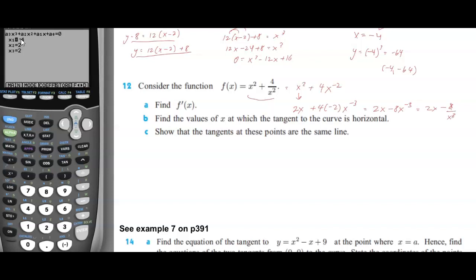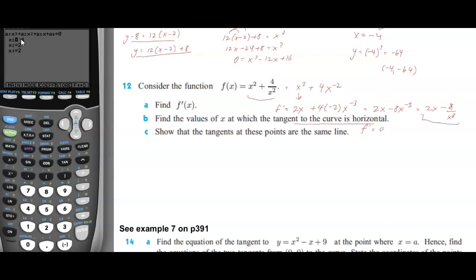Okay, find the values of x at which the tangent to the curve is horizontal. In other words, when does the derivative equal 0? When is the tangent horizontal? So to find that, we could set the derivative equal to 0. So let's try that.